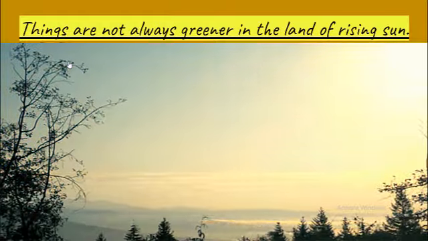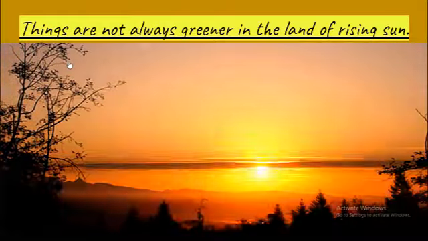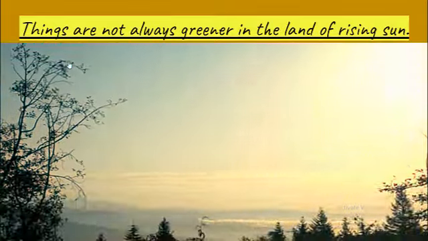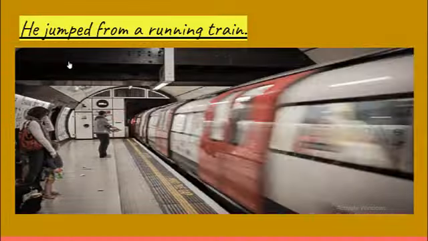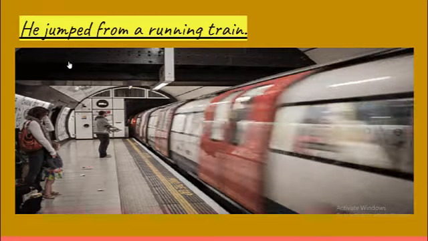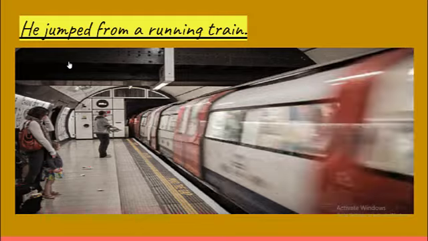Okay, leave that philosophy. Come to the grammatical perspective. Rising sun. Do you think the sun can rise by itself? Look at here. It jumped from a running train. Running train. Do you think a train can move by itself?